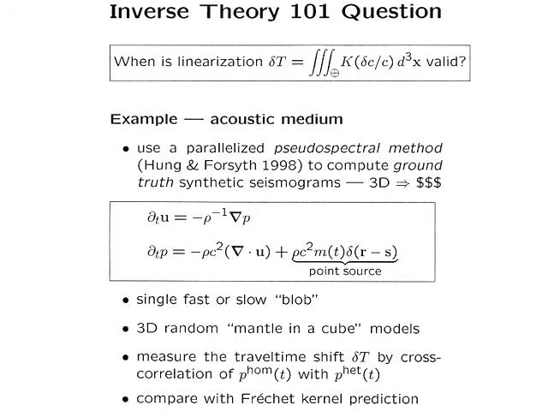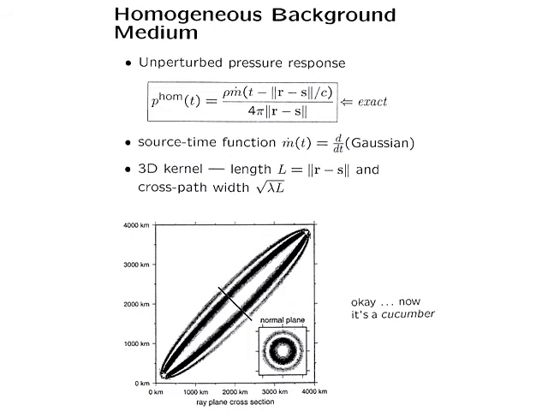The way we do that is we compute ground truth seismograms in 3D media using a pseudospectral method, and we're doing this for acoustic waves instead of elastic waves. So we actually solve these equations in 3D for various kinds of heterogeneities. We get synthetic waveforms, we measure the travel times by cross-correlation, and we compare them with various theories, both ray theory and these sensitivity kernels. The background medium in all of our calculations is a homogeneous medium, so this banana becomes a cucumber. It's just along a straight ray.